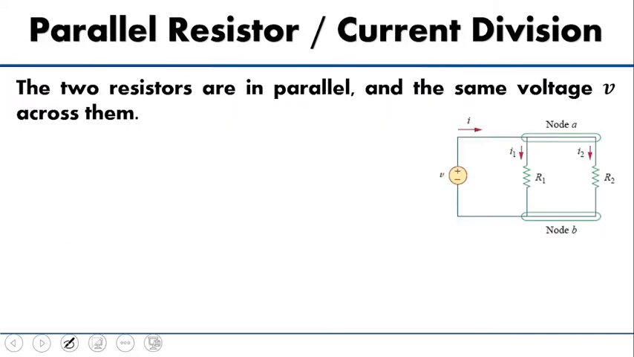Now let us see the current division rule, which is applied to a circuit with the resistances connected in parallel with the voltage source. So consider here the resistances R1 and R2 are connected in parallel with the voltage source V. Here the same voltage V will appear across R1 and R2, and they have different currents I1 and I2. This I1 and I2 will give you the total current I.